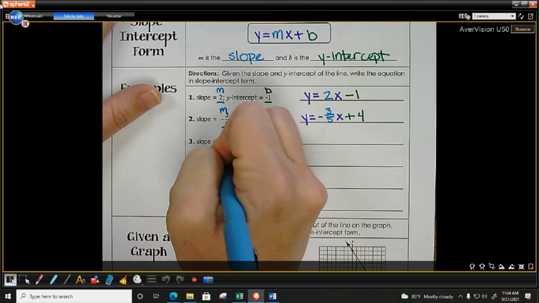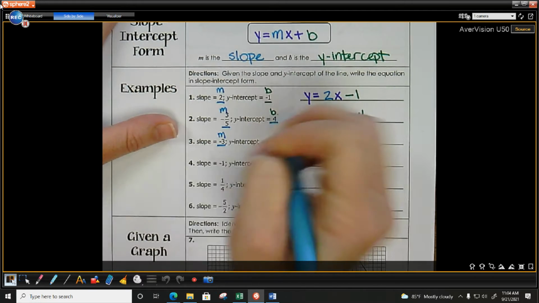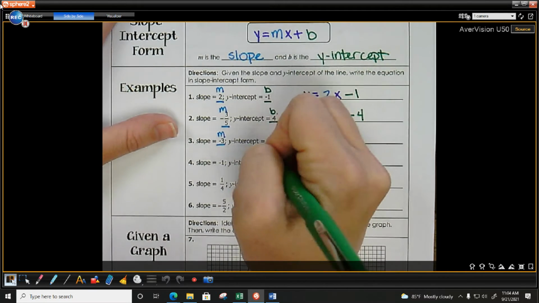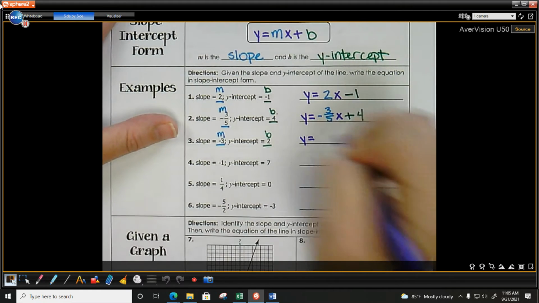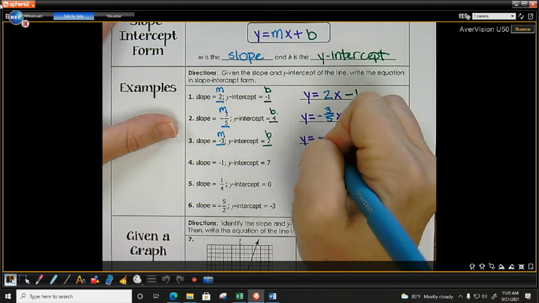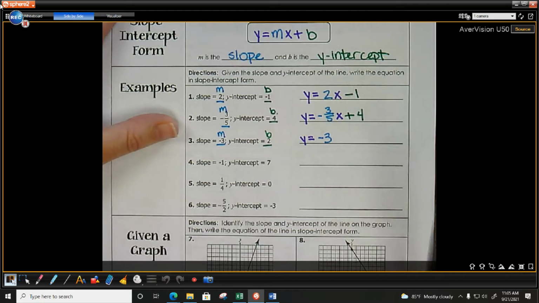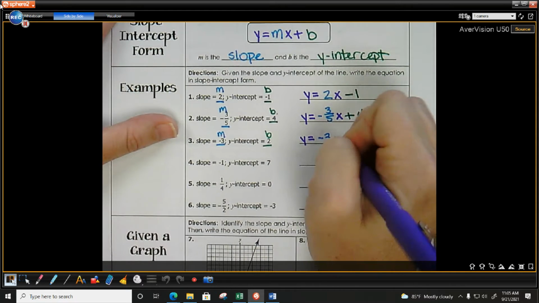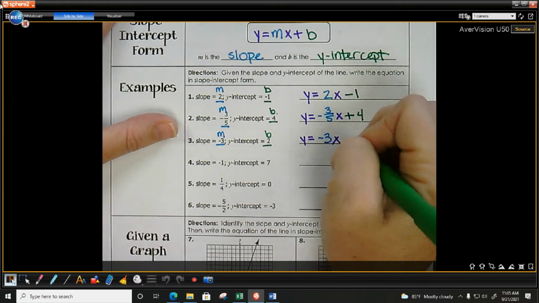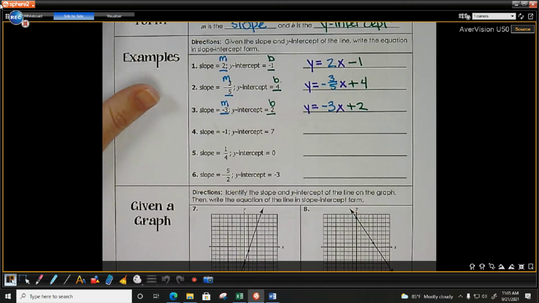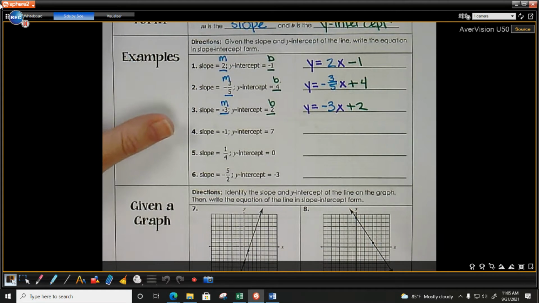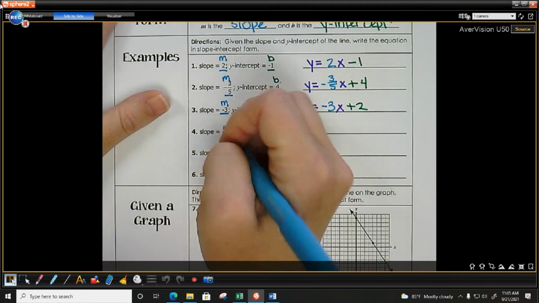Next, what's my m? What's my b? 2. So y equals, what's m? X plus b, what's b? So plus 2. Are we thinking this is pretty easy, guys? Do we remember this from last year? Somewhat? Okay, what's my m for number 4?